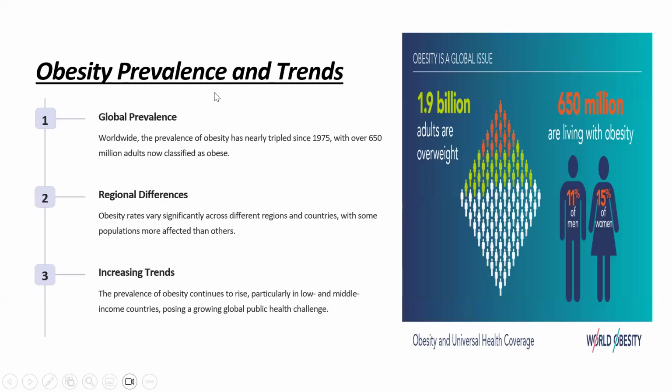Obesity prevalence and trend. Global prevalence: worldwide, the prevalence of obesity has nearly tripled since 1975, with over 650 million adults now classified as obese. Regional differences: obesity varies slightly across different regions, where one population may be affected more than another, but overall, obesity is on an increasing trend, especially in low and middle income countries, posing a growing global public health concern. This is the World Obesity Federation data, which shows obesity as a global issue, with 1.9 billion adults being overweight and 650 million living with obesity, which includes 11% of the men and 15% of the women.